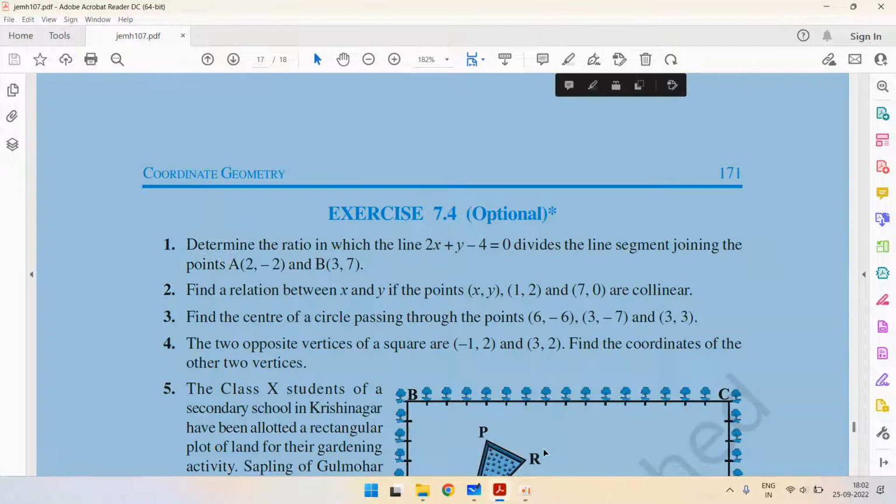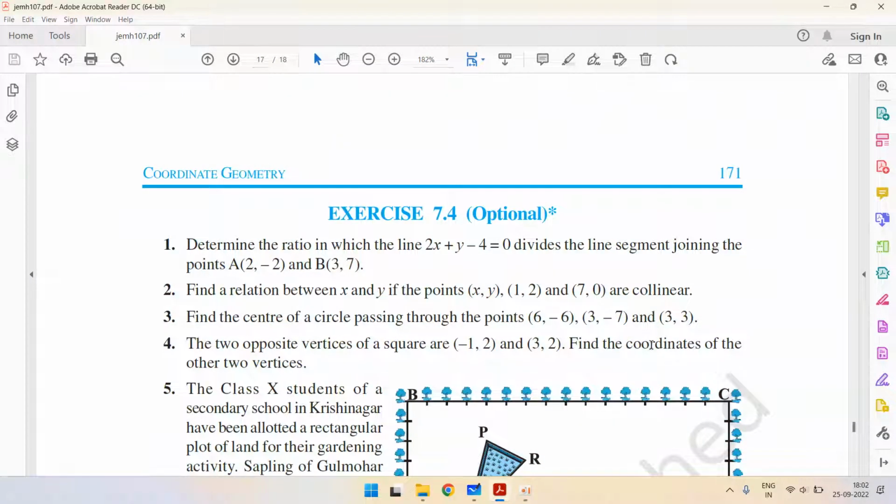Good morning, students. In my last lecture, I completed coordinate geometry exercise 7.3 of class 10 mathematics. Now, moving to exercise 7.4.